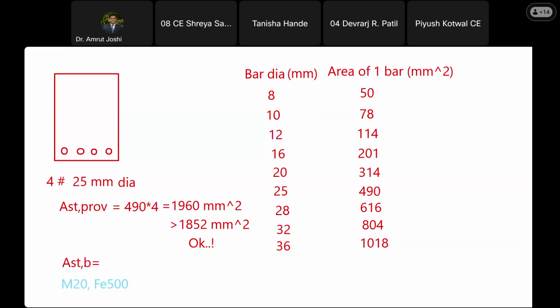Shreya? Yes, sir. You have that table, right? Yes, sir. So tell me. Sir, it is 0.75. So 0.75 percent. So 0.75 divided by 100 multiplied by b into d. That will be the area of steel. This is percentage. Happy? Yes, sir. So this multiplied by b is 300 and d is 1100. So tell me, how much is this?